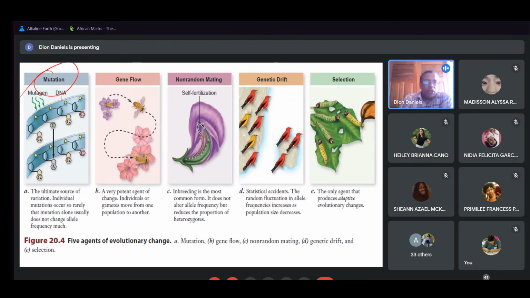Thereafter, we will move on to gene flow. Individuals or gametes move from one population to another. All right, so we're talking about migration. Organisms migrate to different areas, and then they start to intermingle with other organisms in that area, and they cause a change, a shift in the allele frequencies within that population. Okay, so gene flow, moving organisms from one area to the next. Migration as well, that is what gene flow is all about.